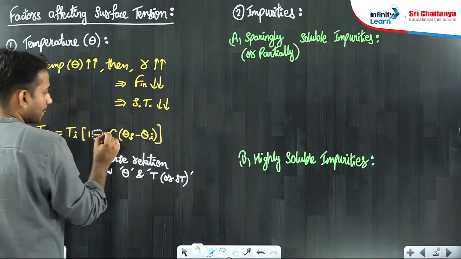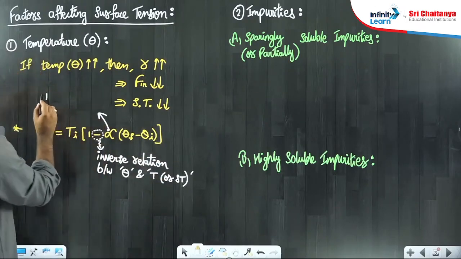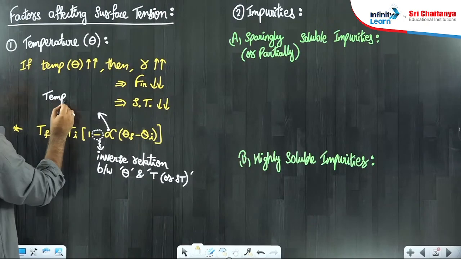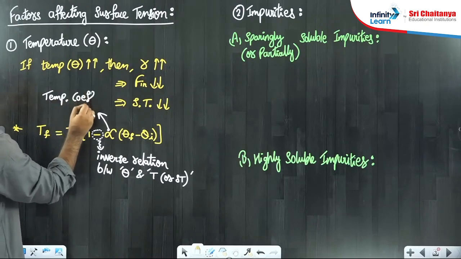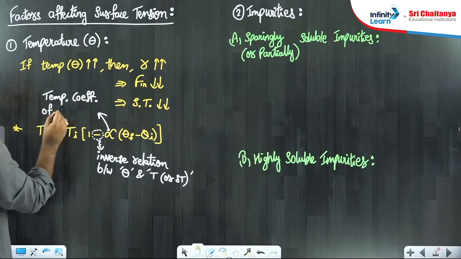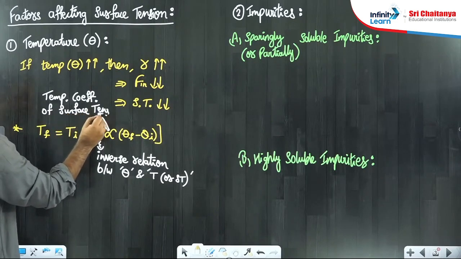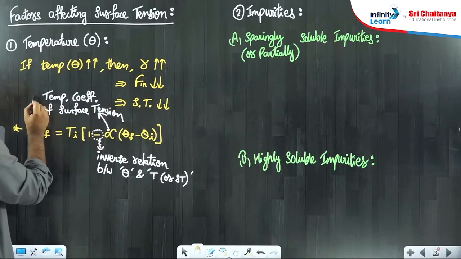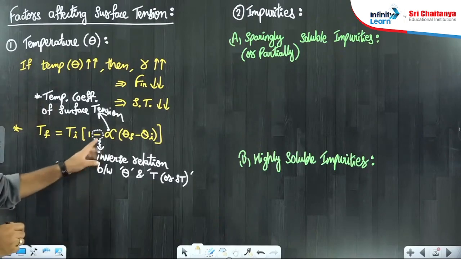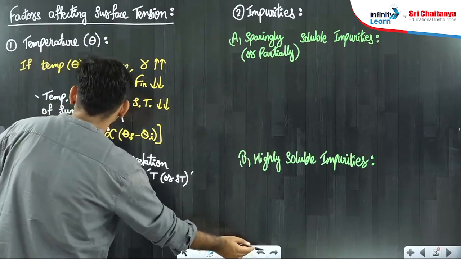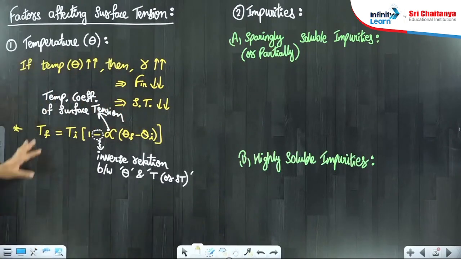Here alpha is named the temperature coefficient of surface tension. That's the name of alpha: temperature coefficient of surface tension. Okay, so there is an inverse relation.